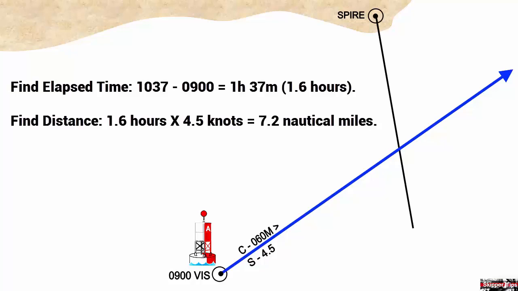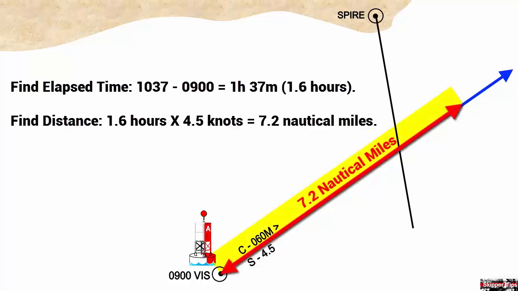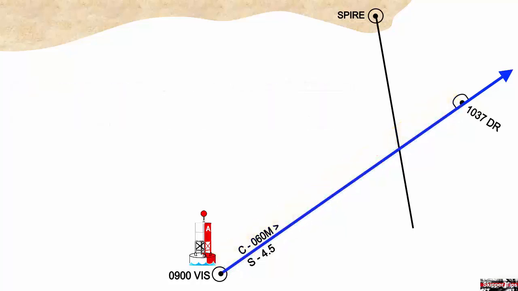Use a plotting compass or dividers to measure 7.2 nautical miles along the track line from the 0900 position. Place a dot and half circle along the track line as shown and label it 1037 DR. Use a straight edge like a protractor, index card, piece of paper, or ruler and place one edge along your line of position. Move the straight edge up and down until it intersects the 1037 DR.